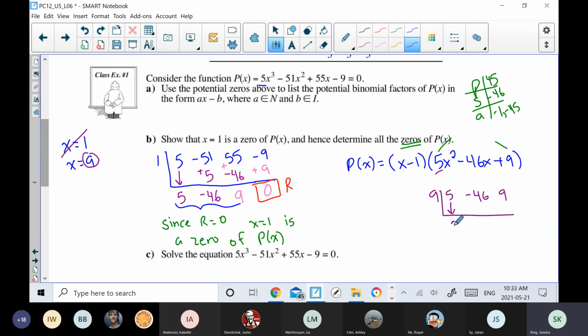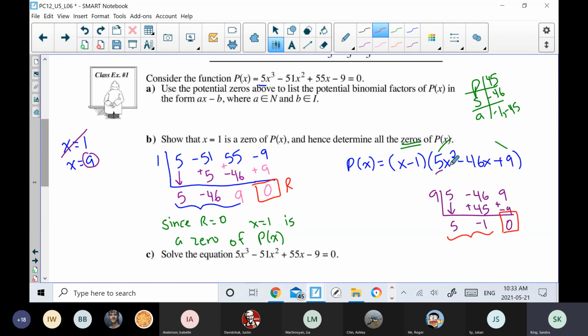Drop your 5, carry out your multiplication, and you'll get 45 here. Do your addition, and you would get negative 1. Carry out your multiplication, and you would get negative 9. After your addition, you get a remainder of 0. So I just proved that 9 is also a 0. This is now my new quotient.